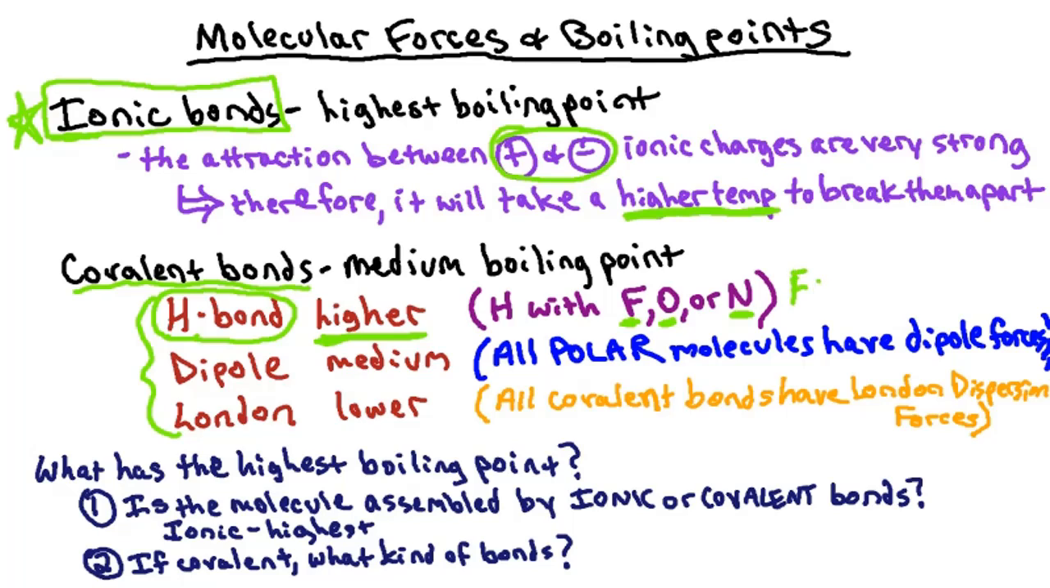So phone, home. So fluorine, oxygen, nitrogen bonded to a hydrogen. Phone, home. Anytime the hydrogen is directly bonded to a fluorine, an oxygen, or a nitrogen, that is a hydrogen bond. And that is going to have the highest boiling point out of all the covalent bonds.